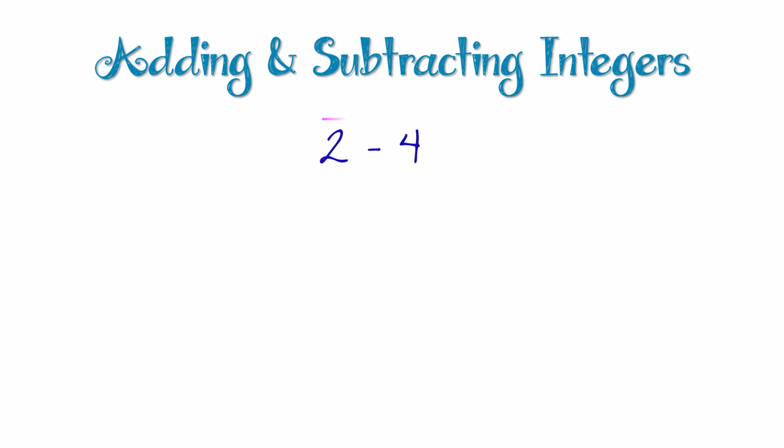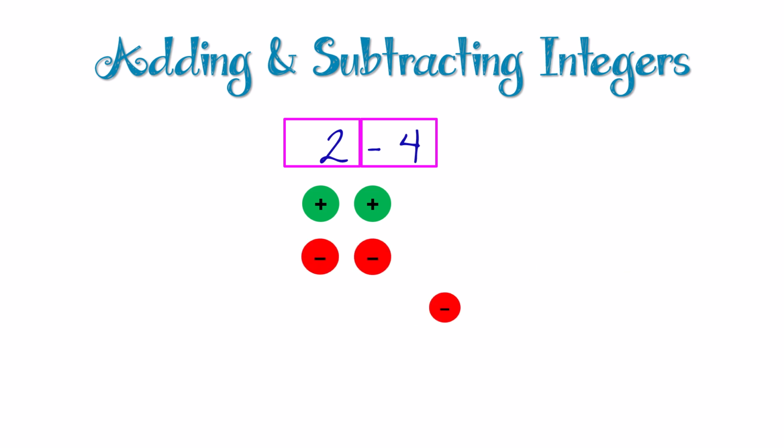Here we have positive 2. Okay, that 2 is positive, and the 4 here is a negative 4, so we're going to have 4 red chips. Now we look and we see, hey, we've got some red, some green, so we need to neutralize or cancel out some of those chips. So we can cancel out 2 pairs, and we're left with 2 negative chips. So our answer is negative 2, because we have more negatives left over.